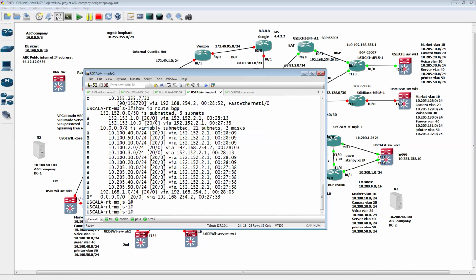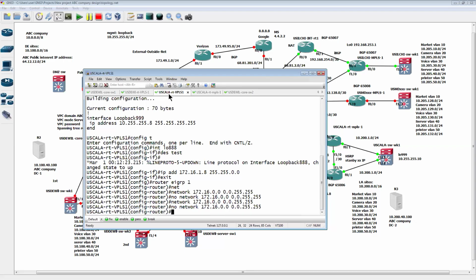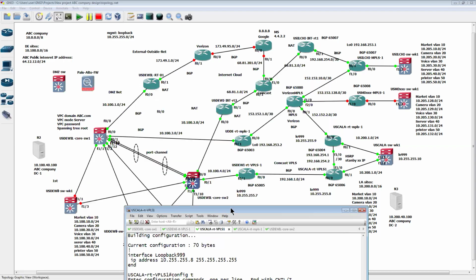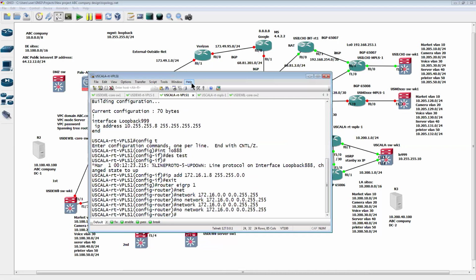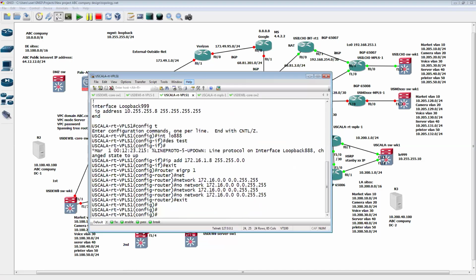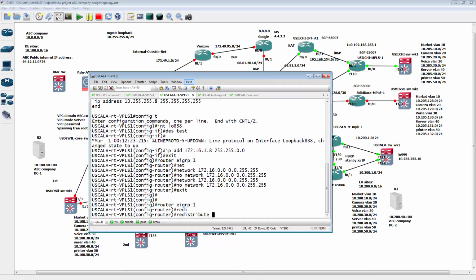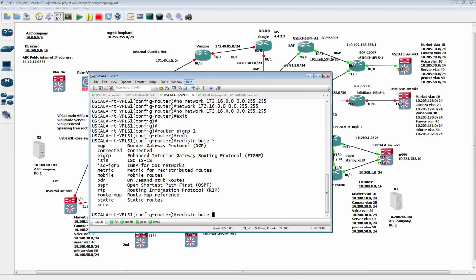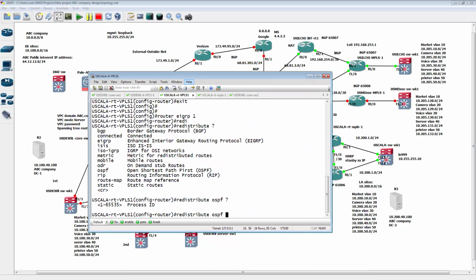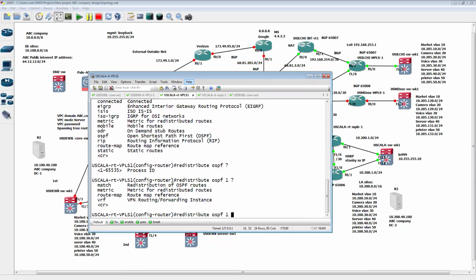Okay, so let's go back to here, because we have to go back to this one again because this is the guy. Okay, so now let's exit out here. Now we're going to say router EIGRP 1. Okay, so now we're going to say redistribute. Can I redistribute OSPF? Okay, so this is OSPF, and then 1, same thing. What else?